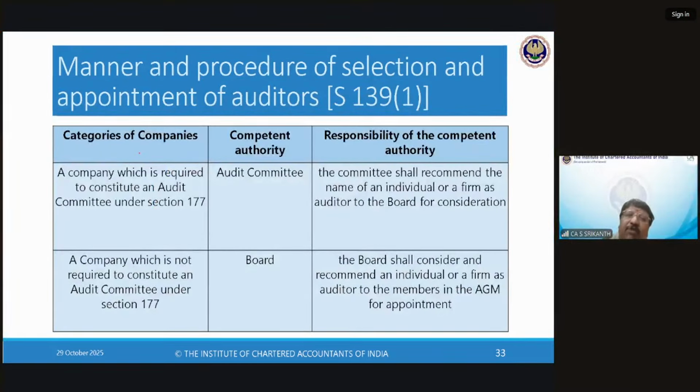Just because we are seeing 144, I wanted to clarify that tax audit is not a prohibited service. It can be done. Tax advisory is not a prohibited service. It can be done. Okay. Certification is not a prohibited service. It can be done by a statutory auditor. That's all I was trying to clarify.